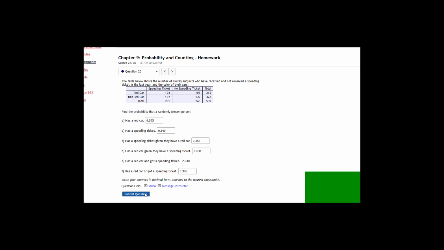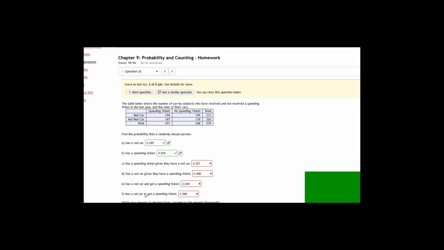Now if I submit my answers, I only got these first two top rows correct, as was the case on the other math problems. Can you explain C, D, E, and F a little bit more?